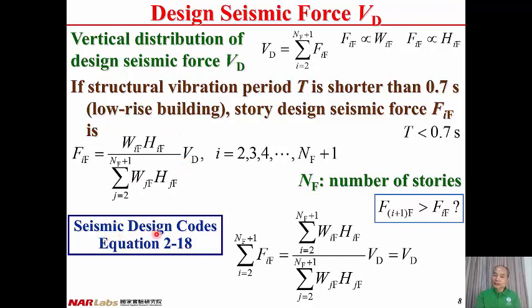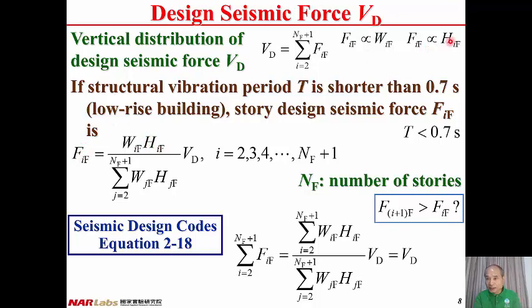Therefore, according to seismic design code equation 2-18, we can compute the story design seismic force of every floor. Fi^F equals Wi^F Hi^F divided by the summation of j equal to 2 to N^F plus 1 of Wj^F times Hj^F, times Vd. Therefore, Fi^F is proportional to Wi^F. It satisfies this condition. Fi^F is also proportional to its elevation.